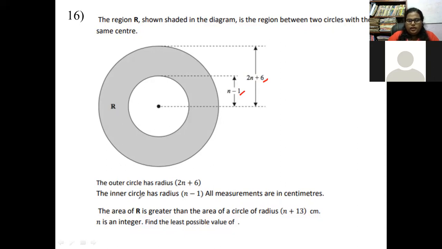So the area R is greater than the area of a circle of radius n plus 13 centimeters. n is an integer. Find the least possible value of n.